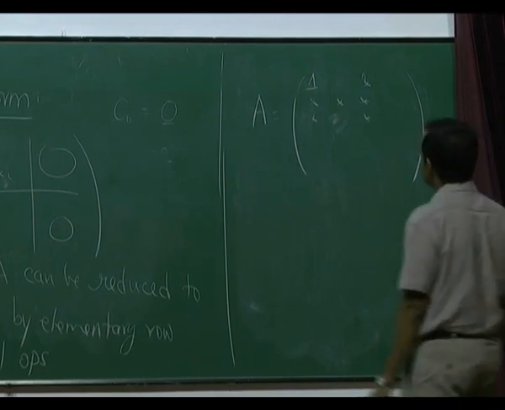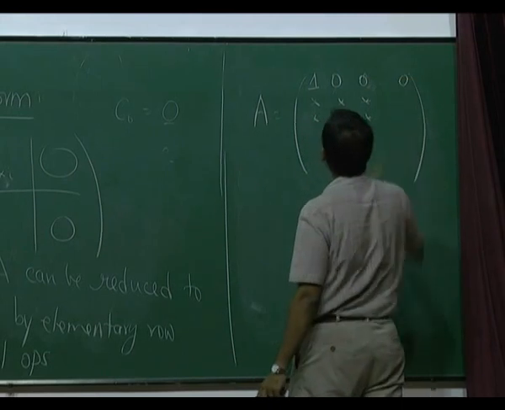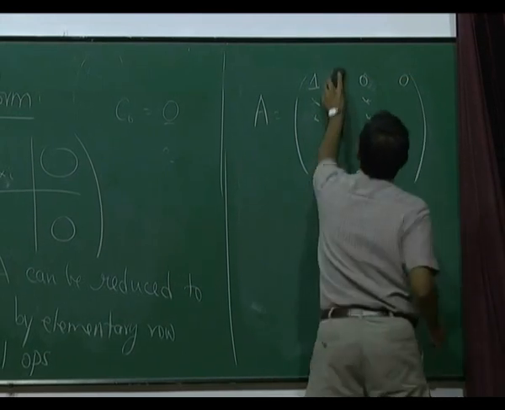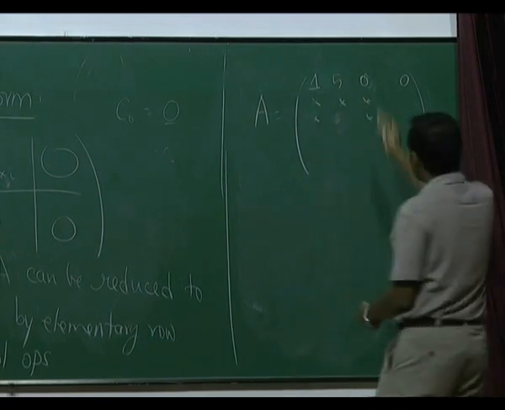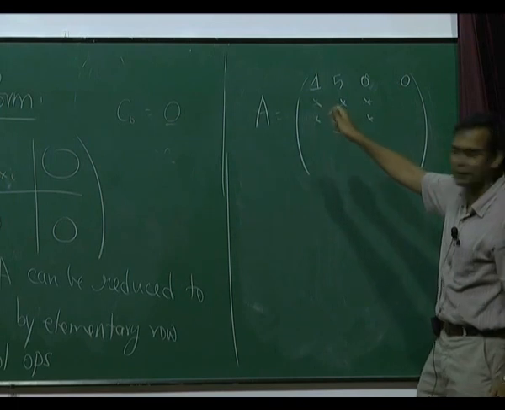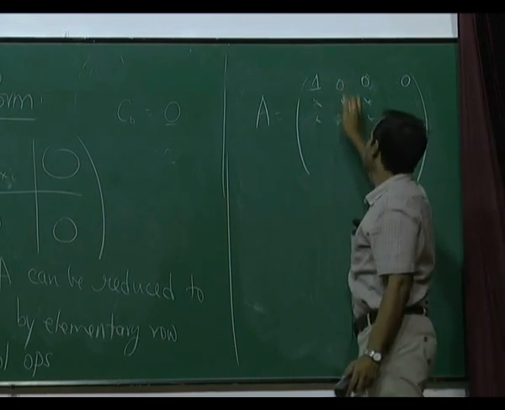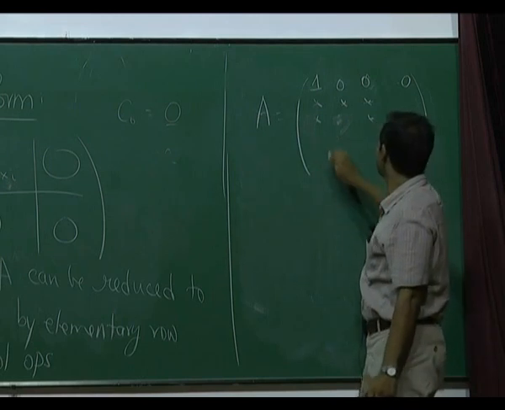Now once you've made this equal to 1, you can make all these entries 0. How? Suppose you had, instead of 0 here, suppose you had 5. Then you take the second column and subtract from it 5 times the first column, and then it will become 0. Okay, it will change all these other rows, but it's okay, let's not worry about that.